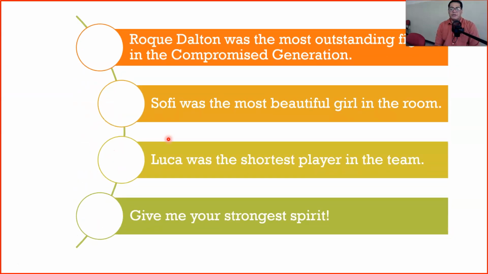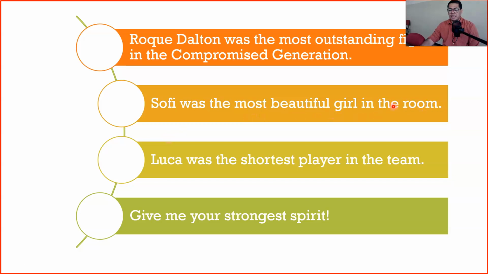Here are some examples. Roque Dalton was the most outstanding figure in the compromised generation. In our country, we had this generation of poets and writers in El Salvador, right? That was really compromised with the social movement of that time. And the one figure that stood out the most from this generation was Roque Dalton. So I'm not saying that the others were not outstanding, but definitely Roque Dalton is the best well-known figure from that generation.